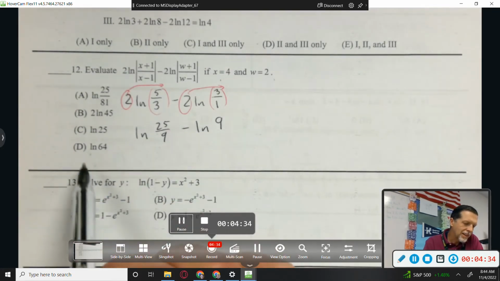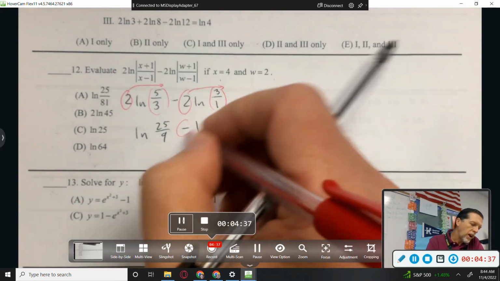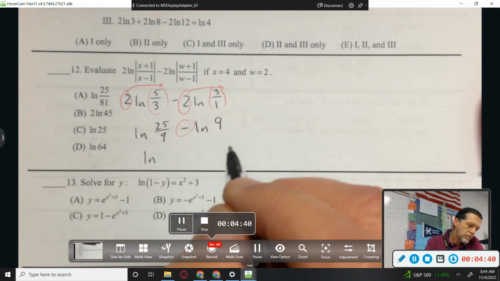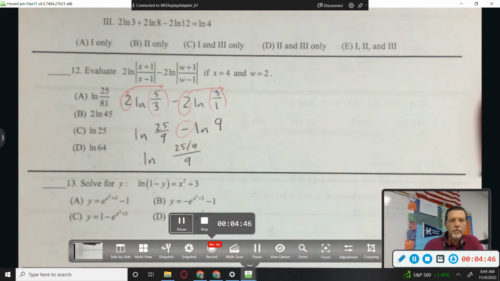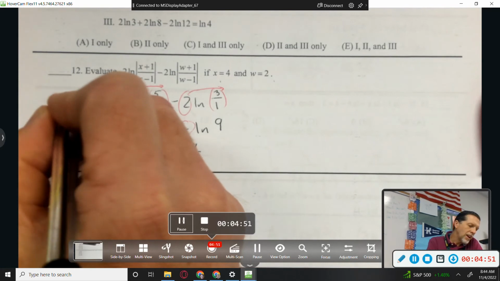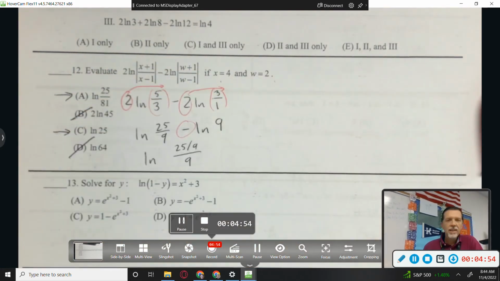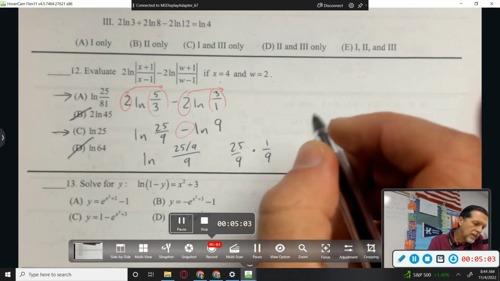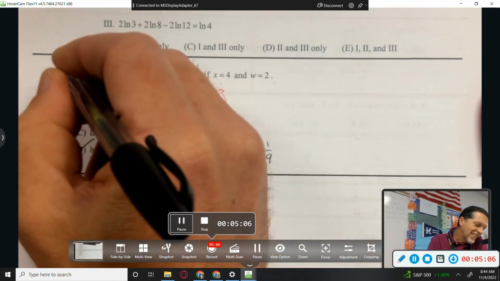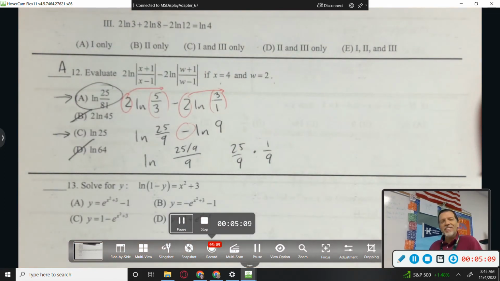Still doesn't look exactly like some of those. How do I condense when there is subtraction involved? Divide. And this is a little bit tricky because now I need to do 25 ninths divided by 9. So, do the 9's cancel or do the 9's multiply? They do multiply. Keep it, change it, flip it. 25 over 9 times 1 over 9 is 25 over 81. KCF. Keep it, change it, flip it. Good question.